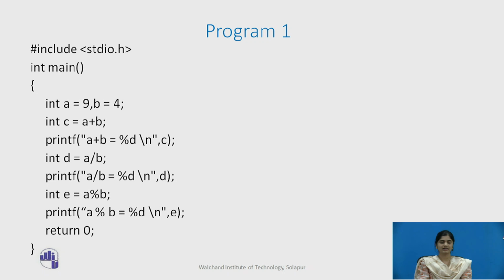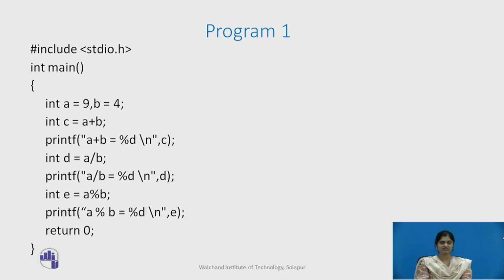So 9 is the value given to a variable, 4 is the value given to b variable. So a plus b, that is 9 plus 4, the value 13 will be given to the c variable and stored in it. So when we print the result of the addition of a plus b, we will get the answer as c. So a plus b equal to %d, as c is an integer, so the answer we will get is 13.